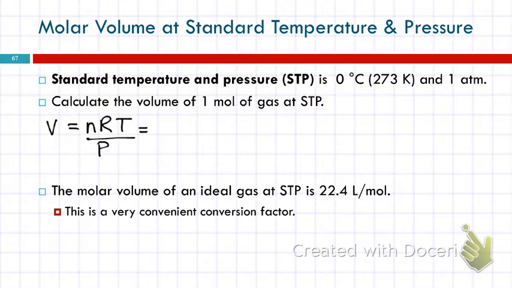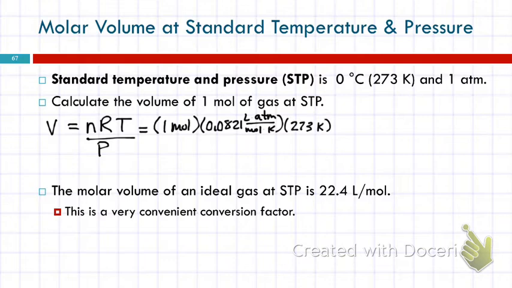So calculate the volume of 1 mole. Well, what's N? It's 1 mole, and we're going to say that's exactly 1 mole. Then we have R, 0.0821 liter atmospheres per mole Kelvin, times the temperature. What's standard temperature? It's written right there, 273 Kelvin, divided by the pressure, standard pressure, 1 atmosphere.